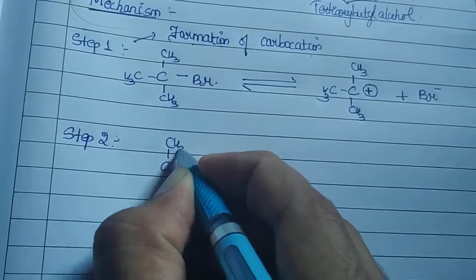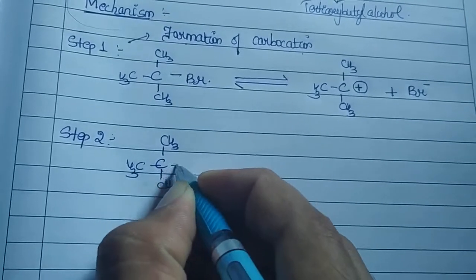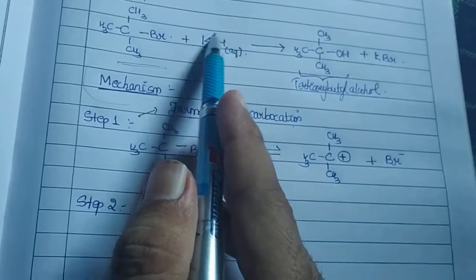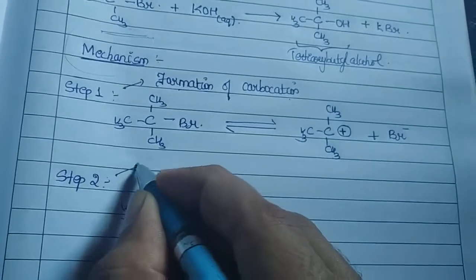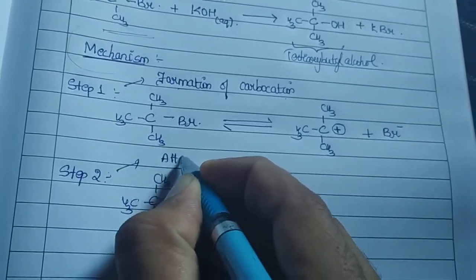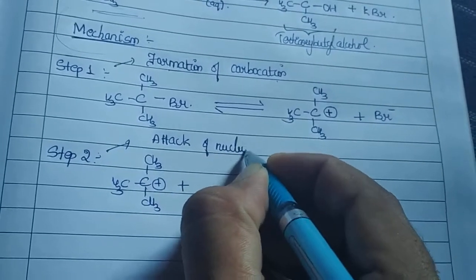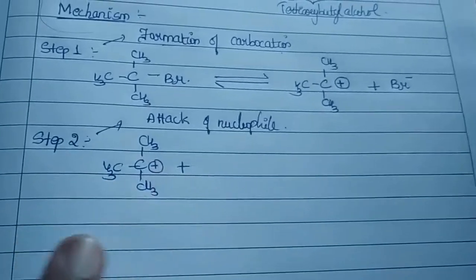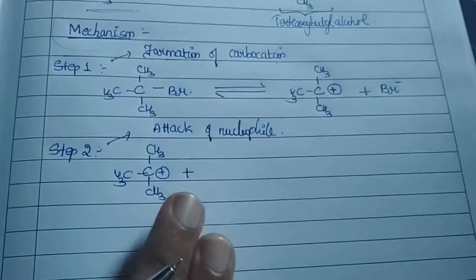Whatever the carbocation I am having, now it will be attacked by your nucleophile, OH minus. So I will say my second step is the attack of nucleophile. Since remember all the carbocations are sp2 hybridized, so they are in the plane itself.